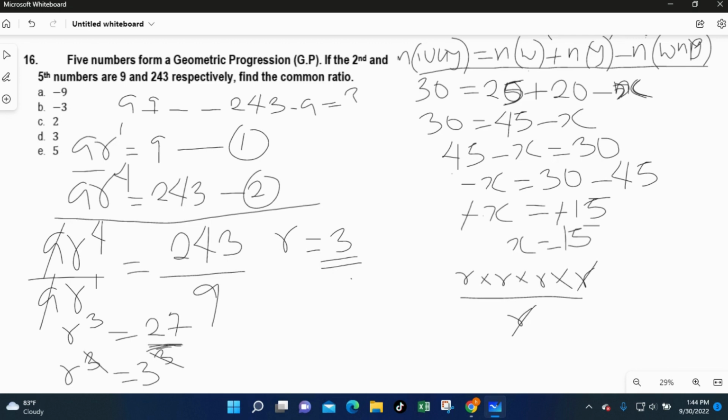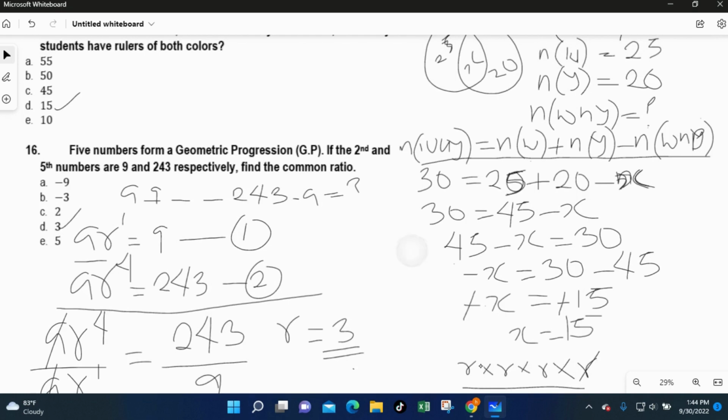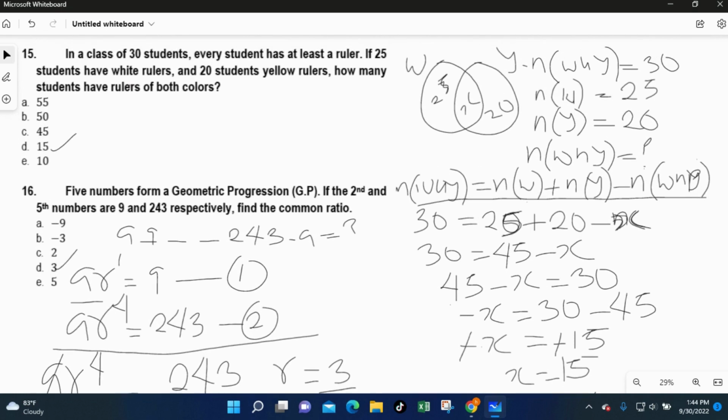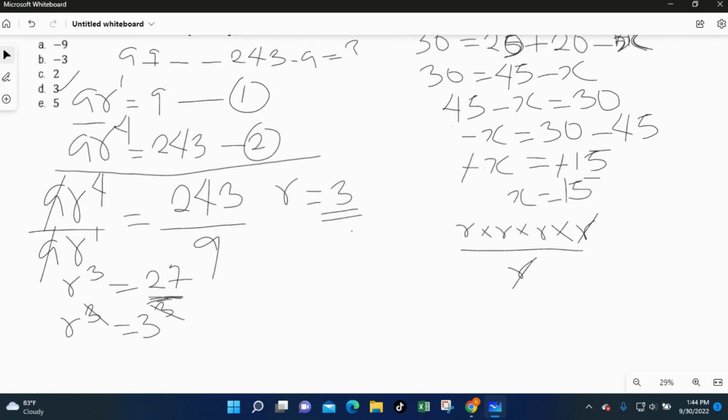So our result will be 3, which is option D. So you see, solving objective questions like this can be very easy. All you need to do is to simply get the scope of the answer and then see how you can solve the question completely.